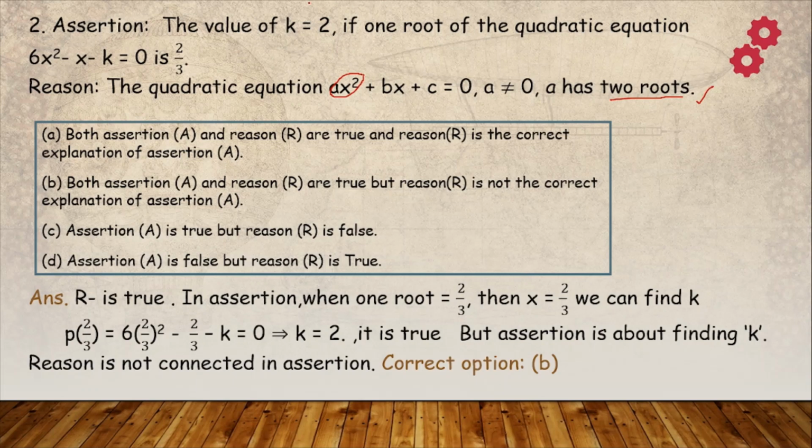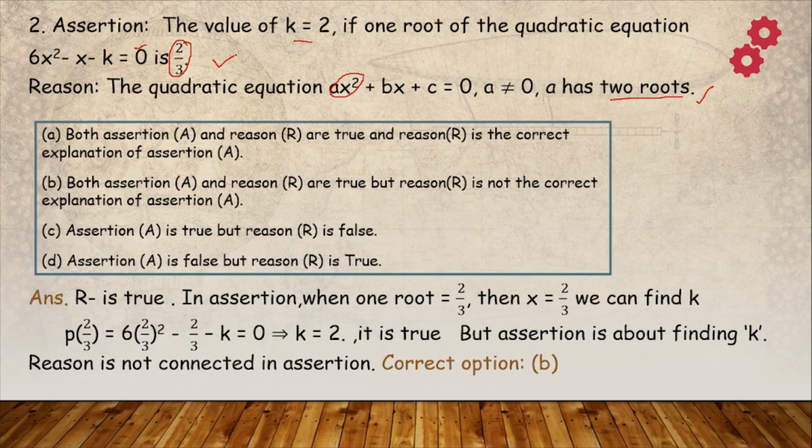Now we go for the assertion: the value of k equal to 2 when one of the zeros is 2 by 3. When do we call this a zero? When you apply 2 by 3 in place of x, it should satisfy the equation. Here I am applying it: 6 into 2 by 3 the whole square minus 2 by 3 minus x minus 2 by 3 minus k. So you simplify it, you will be getting k equal to 2. Yes, what they declared here is true. So the assertion is also true.